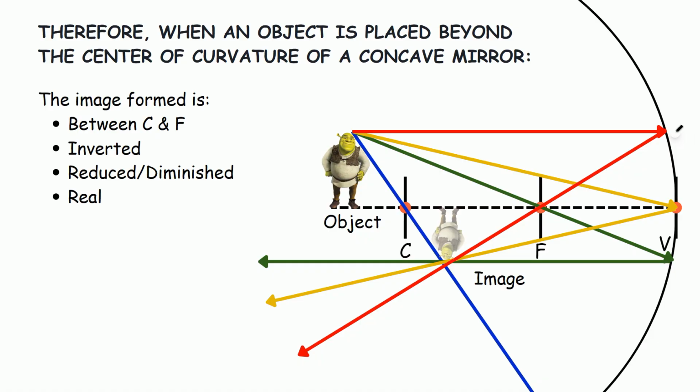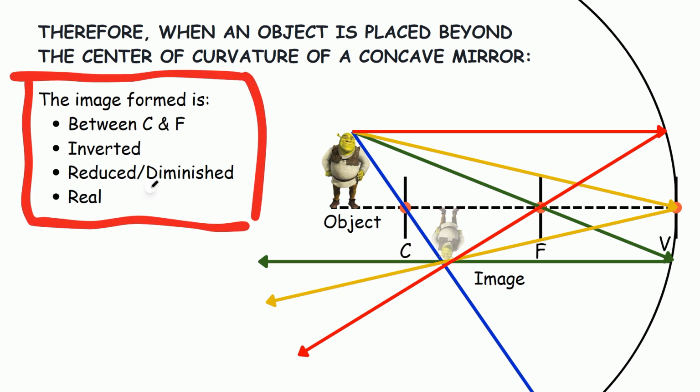Therefore, when an object is placed beyond the center of curvature of a concave mirror, the image formed is between C and F, inverted, reduced or diminished, and real. So, regardless if si Shrek pa na or other objects, basta kay beyond na siya sa C, mao jud ni implementi ang mugawas nato na image formation.